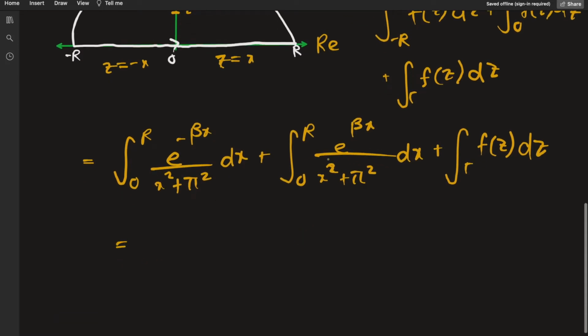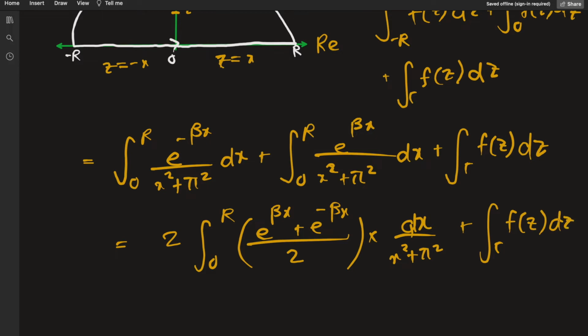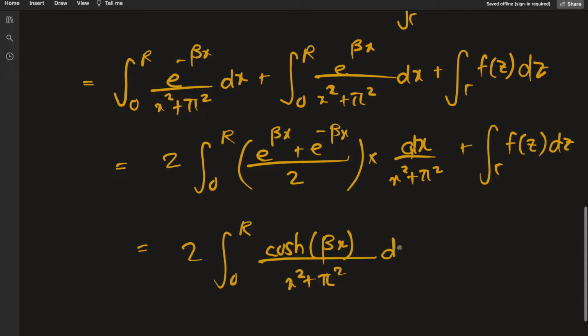Okay, what we can do is club these terms and multiply and divide by 1/2, because e raised to bx plus e raised to negative bx divided by 2 times 1 over x squared plus pi squared dx is going to simplify, because now this is just going to be 2 times the hyperbolic cosine of bx divided by x squared plus pi squared dx plus the integral over gamma of f of z dz.